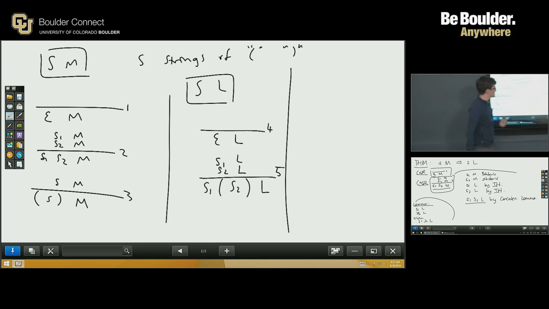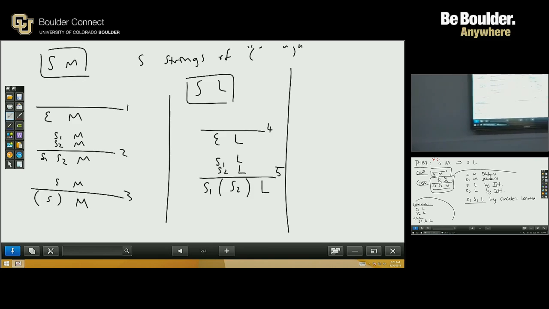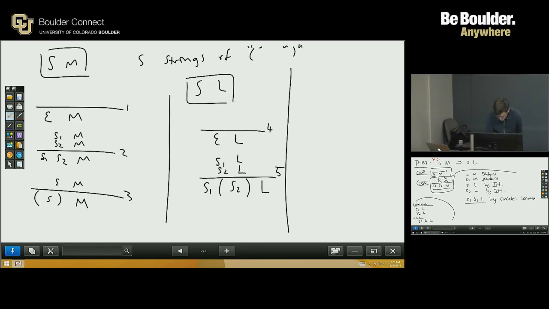Yeah. So you're saying S1L and S2L because the inductive hypothesis is that if S is an M, it implies S is an L? Yeah, exactly. I'm doing the same trick again where there's a hidden for-all quantifier that says for all S, if SM is derivable, then SL is derivable. And on this line, I'm saying let that red S be S1. Here I'm saying let that S be S2.